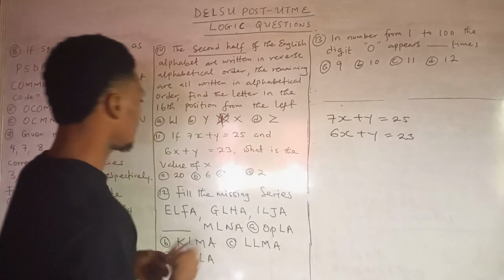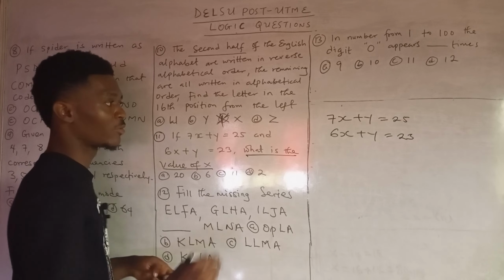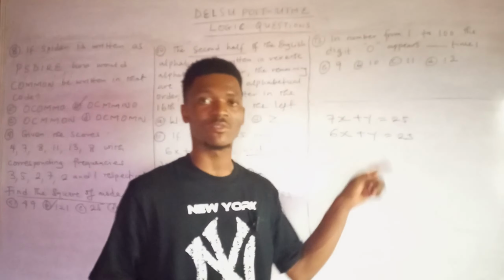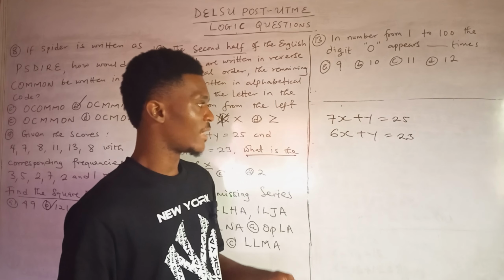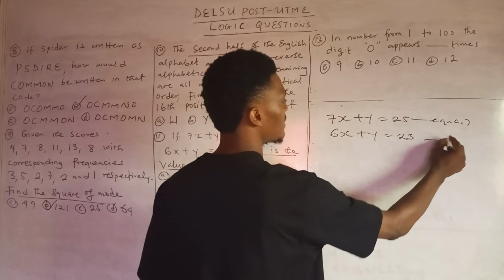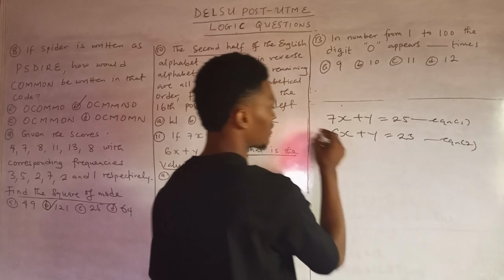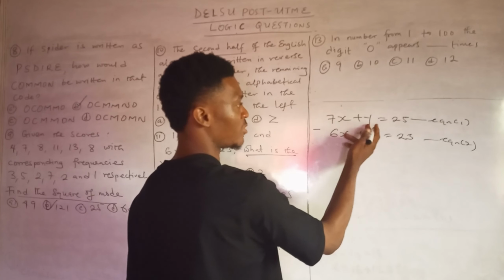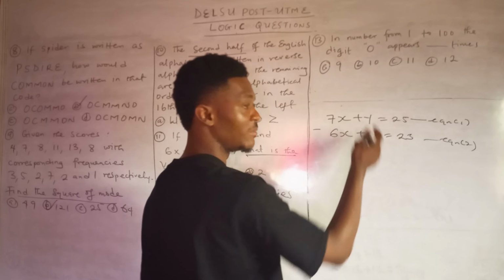Looking at this, they said, what is the value of x? So we are not finding y; we have no business with y, just x. For us to get x is very easy. If this one is our equation 1 and this is our equation 2, then we can easily subtract, because this is plus y and this is another plus y. So we can easily eliminate the y.